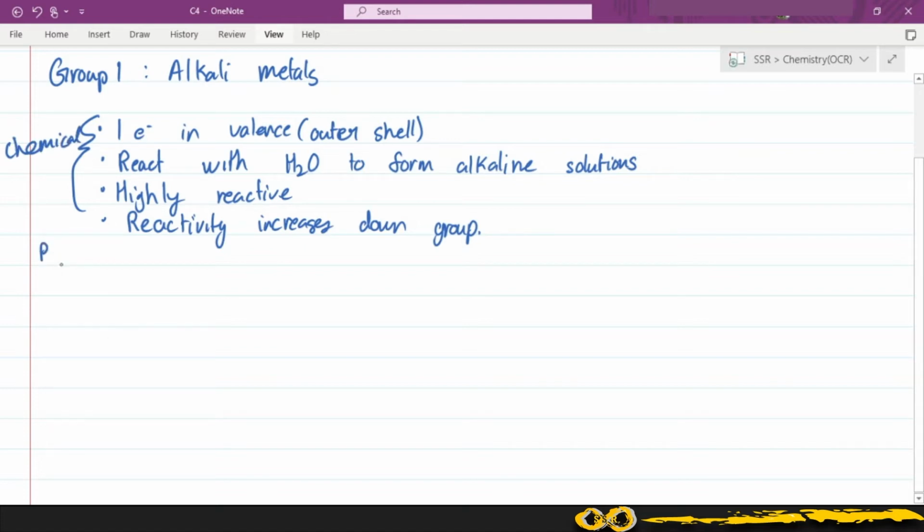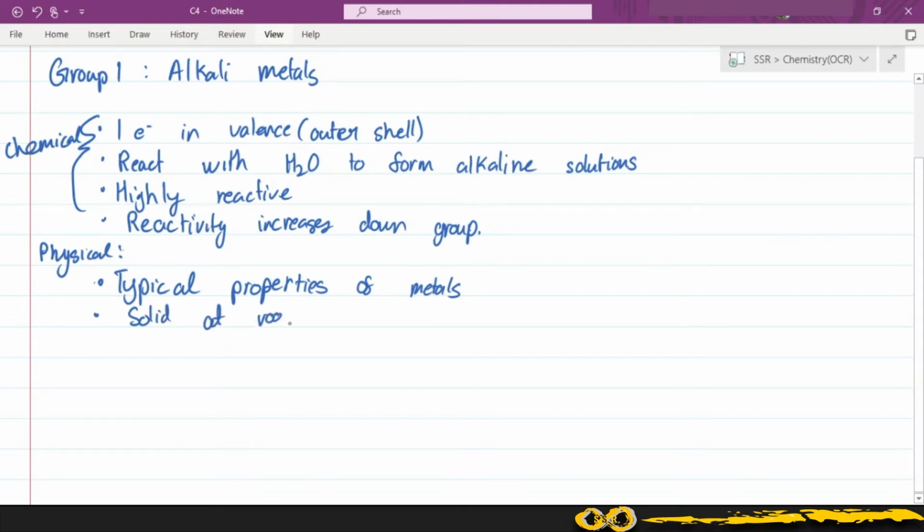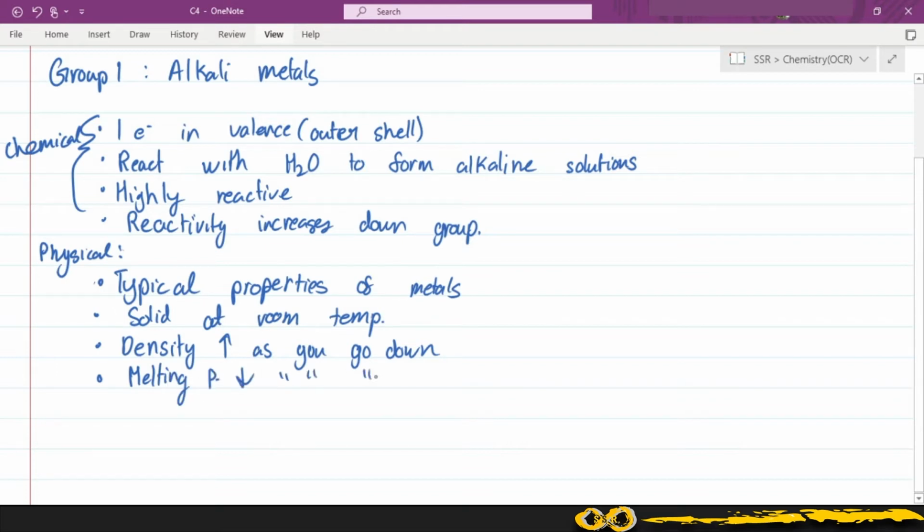If we take a look at their physical properties, as we've said, they will already have those typical properties of metals. For instance, they are shiny, they're conductive. At room temperature, you'll find that the alkali metals are solid. As you go down the table, you will see that the density of the alkali metals increases, but none of them are very dense, so they're rather soft. You've probably seen a demonstration in class where your teacher cut them with a knife. The melting point of these metals goes down as you go down the table as well.